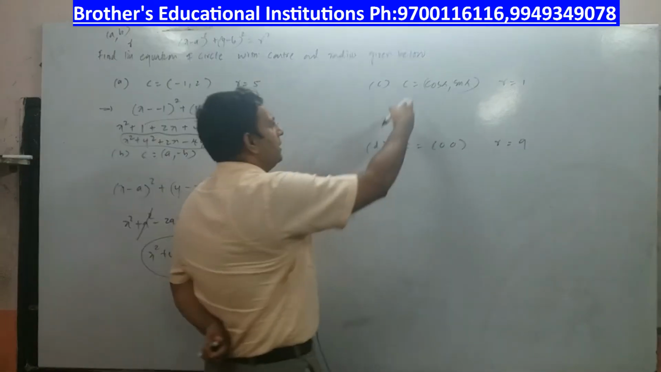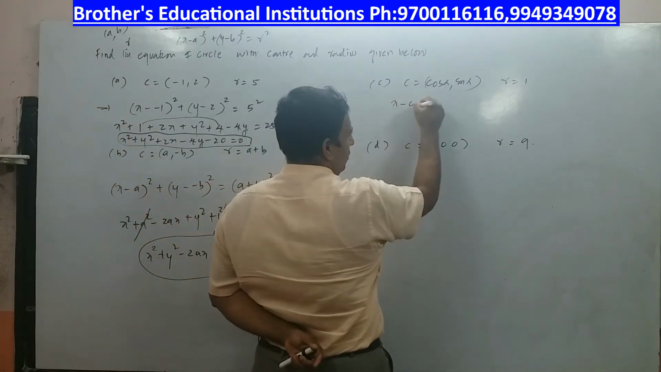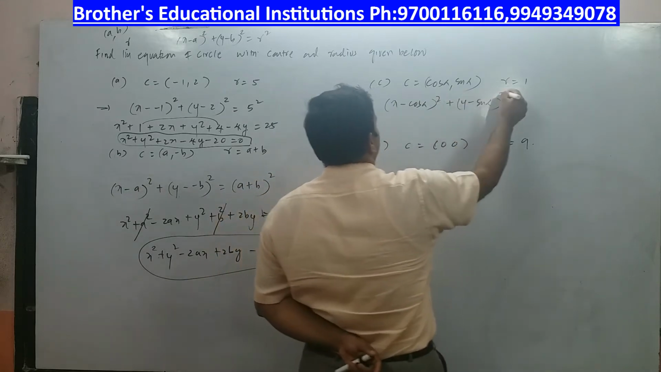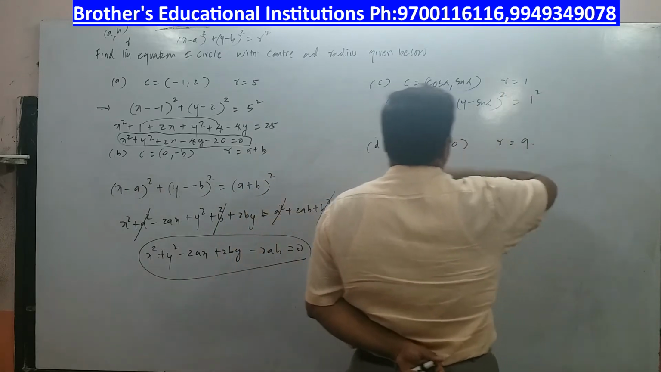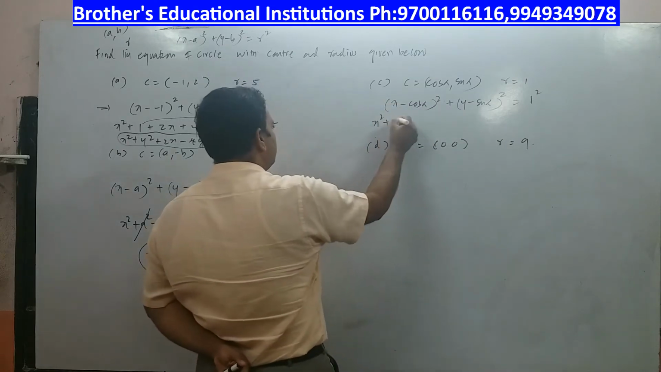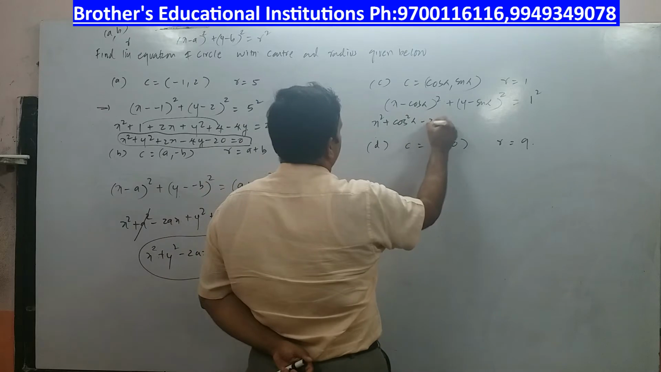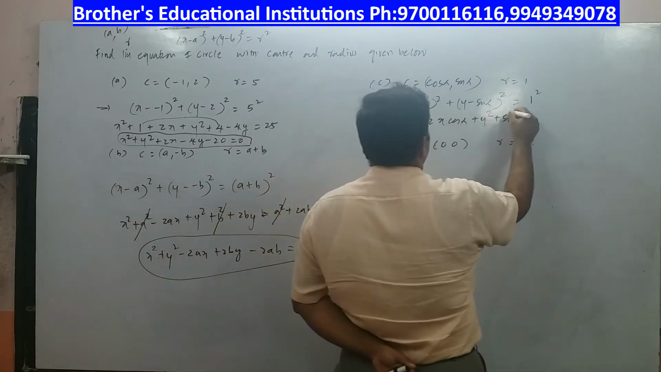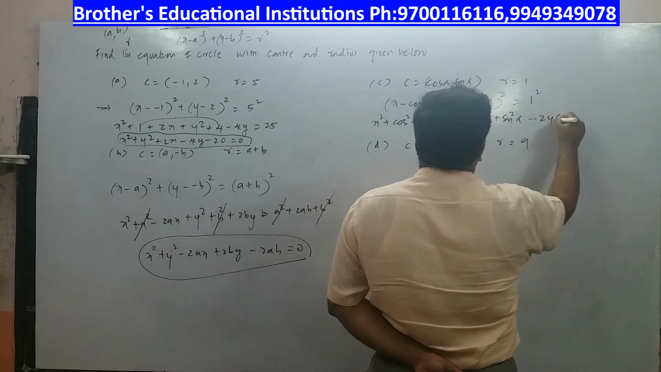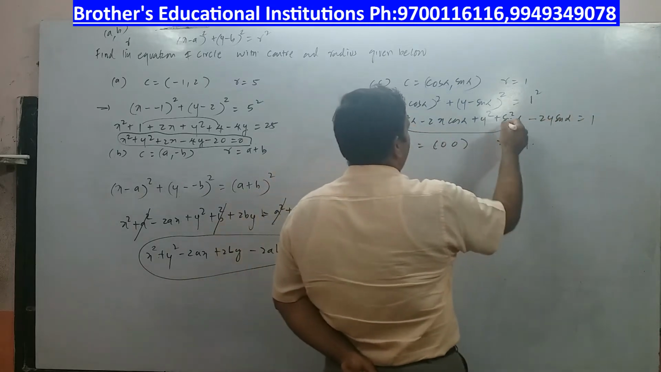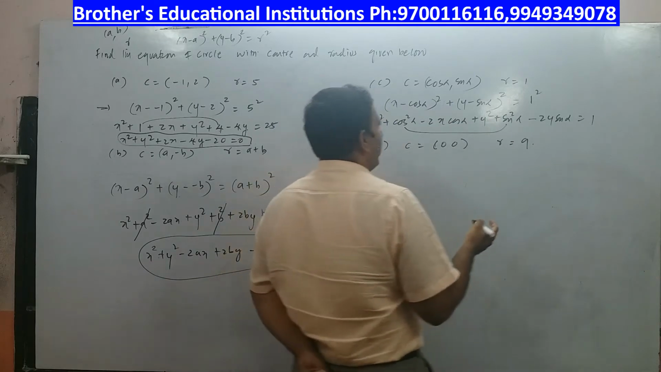So simple it is. What about this? You will write as (x minus cos alpha) whole square plus (y minus sin alpha) whole square is equal to r square, which is 1 square. And if you expand, you are going to have x square plus cos square alpha minus 2x cos alpha plus y square plus sin square alpha minus 2y sin alpha is equal to 1 square, 1. Meanwhile, what is cos square alpha plus sin square alpha? I can remove and write it as 1.